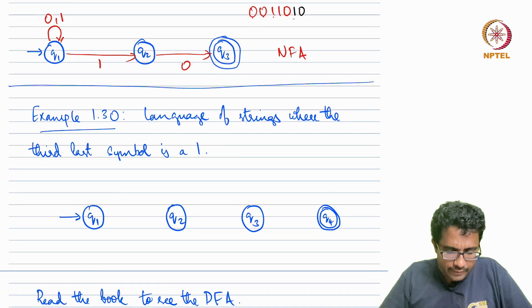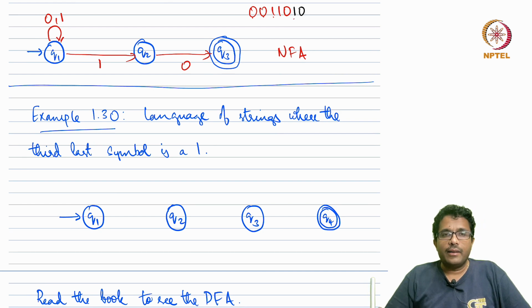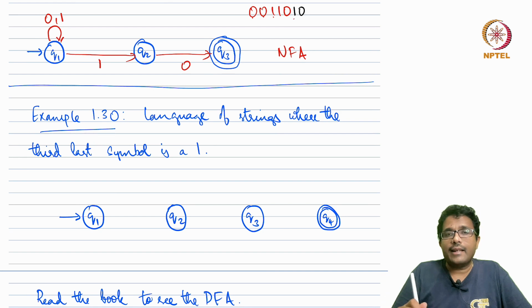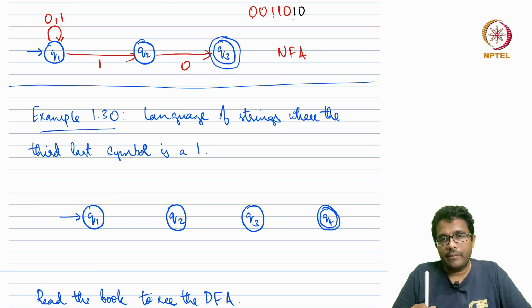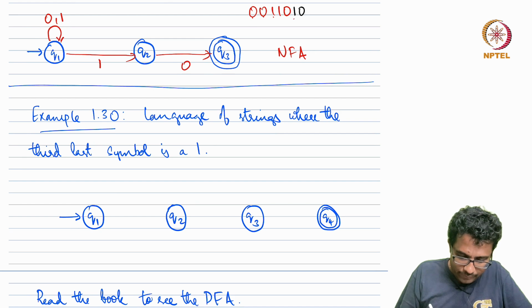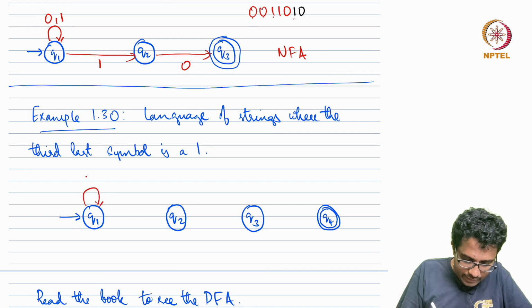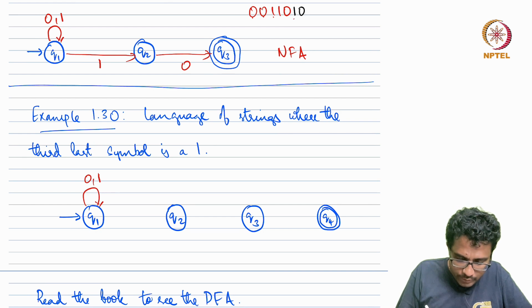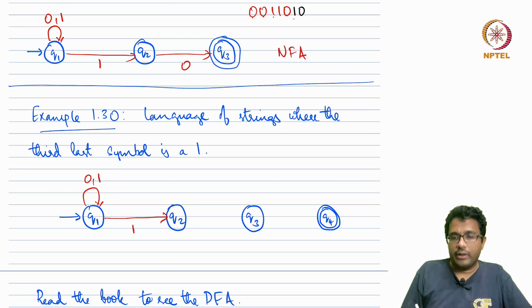Finally, another NFA example: we want to accept, again over the binary alphabet, all the strings where the third last symbol is a 1. Again, the way to do it is you remain stuck at the first state, right? And you should be able to move from Q1 to Q2 to Q3 to Q4 over the last 3 symbols. The last 3 symbols should take you to Q4, and you want to ensure that the third last symbol is a 1. So the third last transition, Q1 to Q2, should happen on a 1.